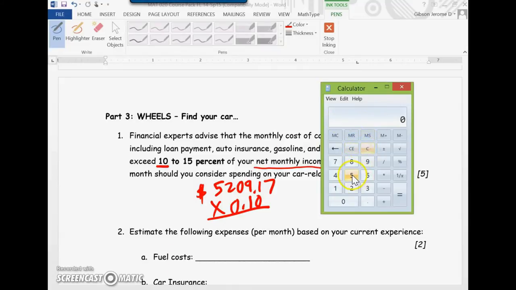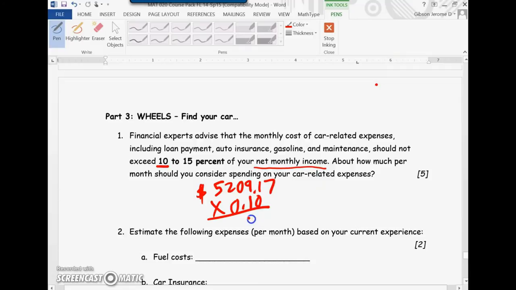And we would take $5,209.17 and multiply it by 0.1. And that'll give us, now we would have to round this, that would give us $520.92. Now this is how much per month you can afford.